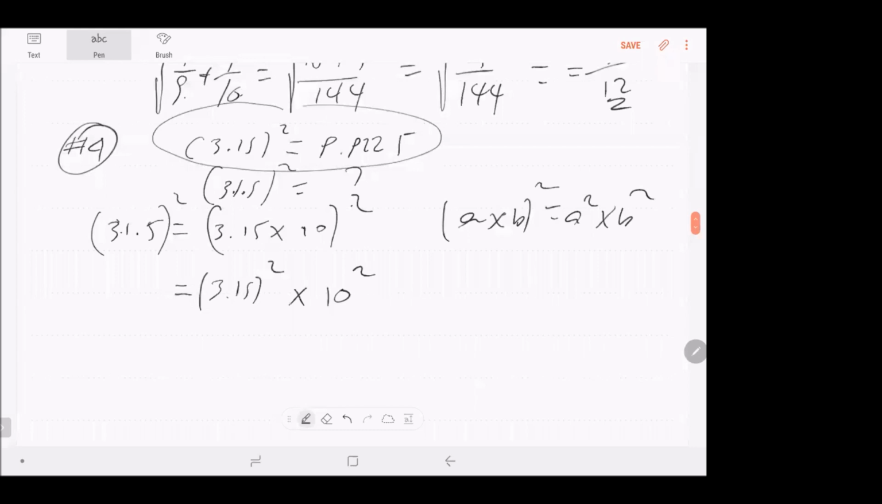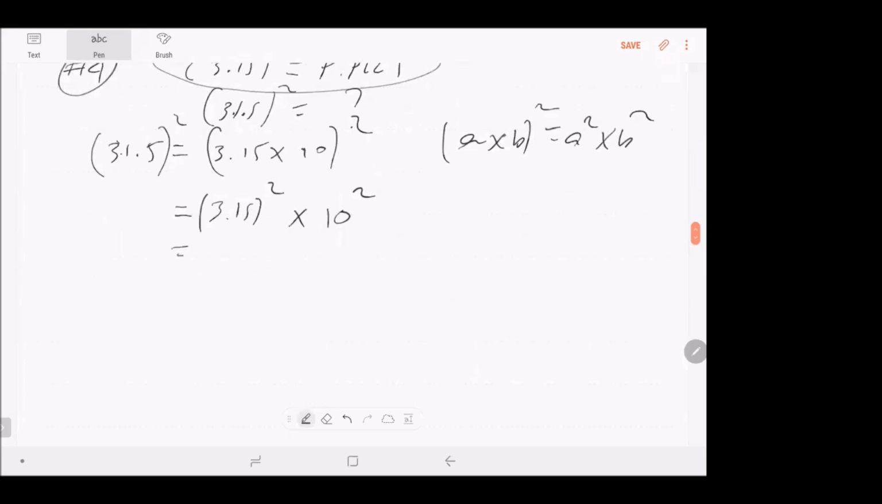3.15 square is already given here, 9.9225. So when we substitute, the square of 3.15 is 9.9225 times the square of 10, which is already 100. So when we multiply a decimal number by a power of 10, it's very simple, no need for any calculation. By observing, we can answer. What will be the result? 9.9225 times 100.